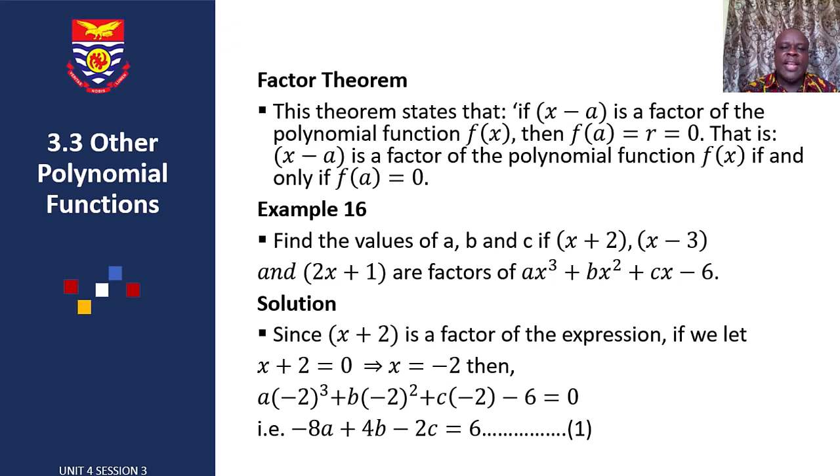We take the first factor, x plus 2. We make x the subject, we get negative 2. So we do f of negative 2. What it means is that we are going to substitute x is equal to negative 2 into the given polynomial function. So when we simplify, we get negative 8a plus 4b minus 2c is equal to 6. We call that one equation 1.